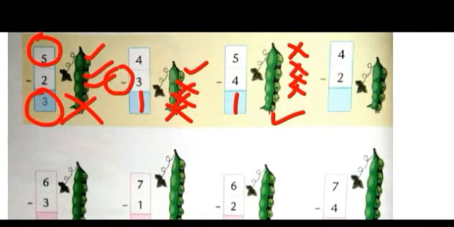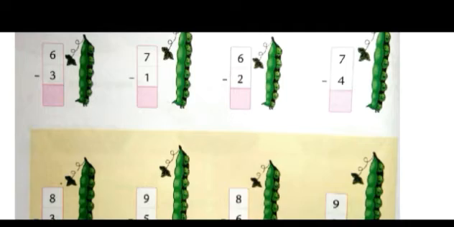4 minus 2. Okay. Which is the bigger number? 4. From 4, how much do we have to cut? 2. So let's do that. 1, 2. How many are left? 1, 2. So we will write 2 in the given box. This is the way how we subtract. Okay. Moving on to the next one.